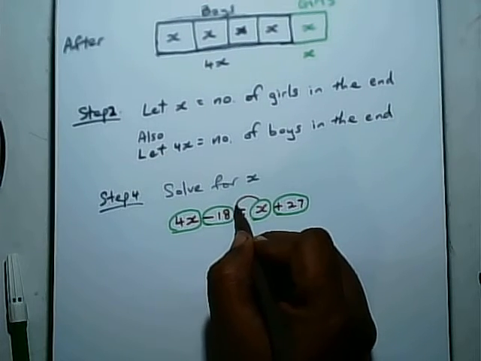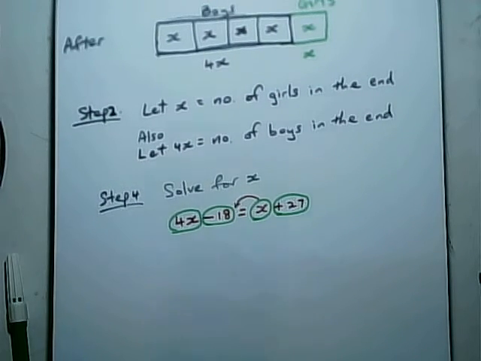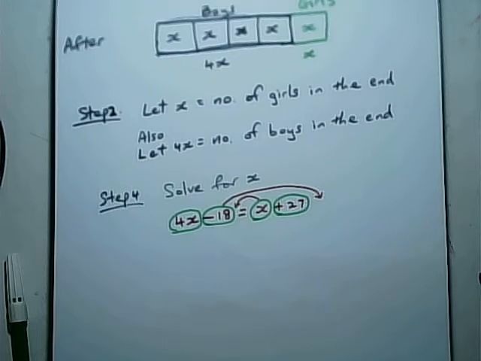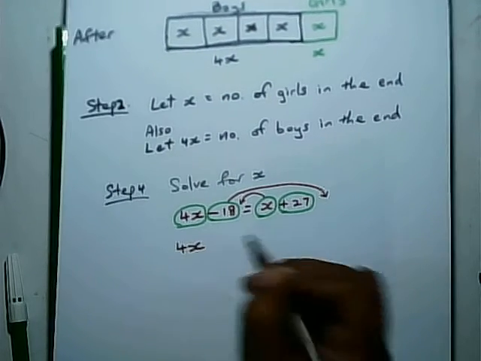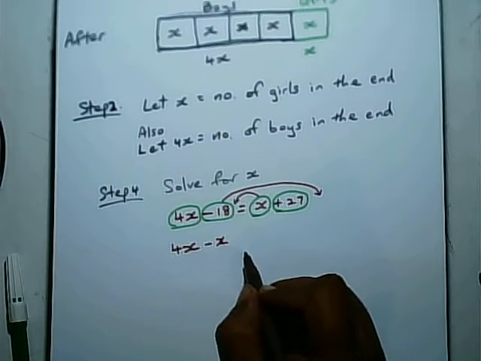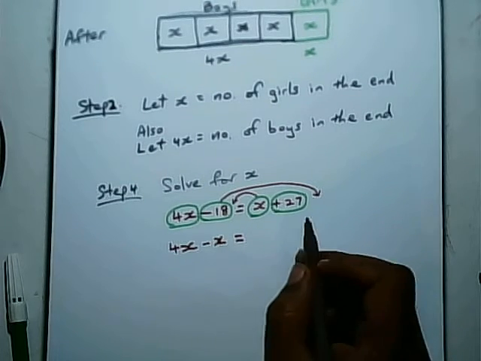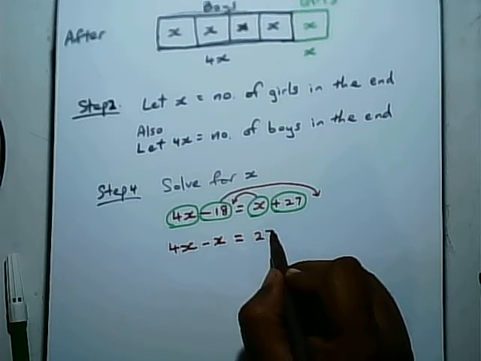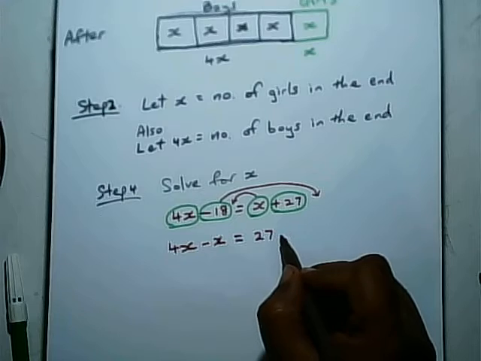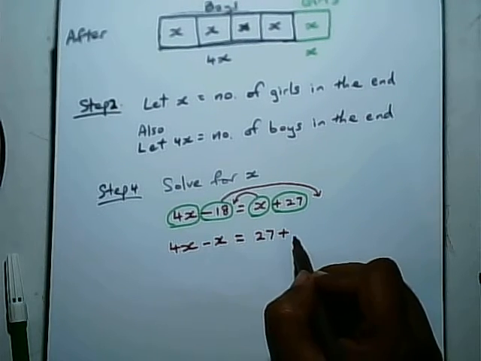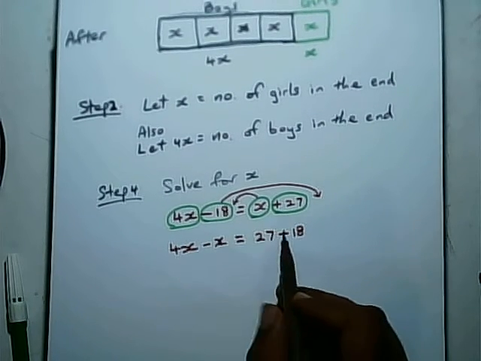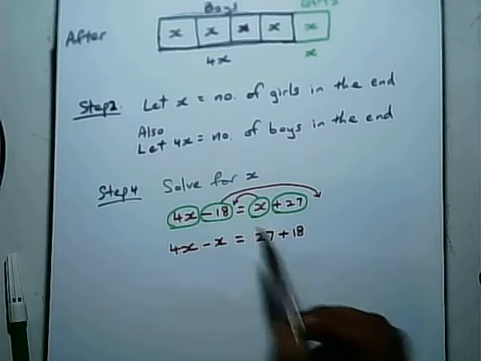I move this term across here, and it will change to a negative X. This negative 18 moves across and changes to a positive 18. My 4X never moved. My X moves across and changes its sign to negative. Bring down the equal sign. This 27 is still here. And this negative 18 went to the back here. And once it crosses the equal sign, it changes from a negative to positive. The rule is once these terms cross the equal sign, they change from a minus to a plus, or from a plus to a minus. They change signs.